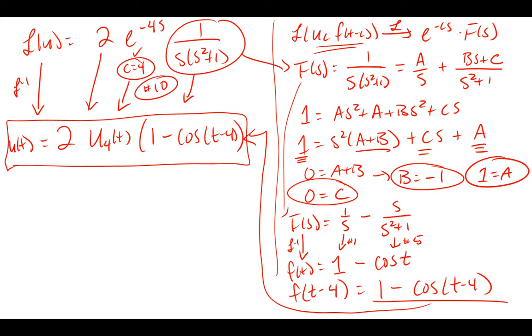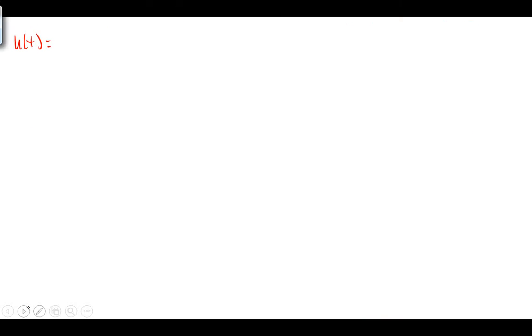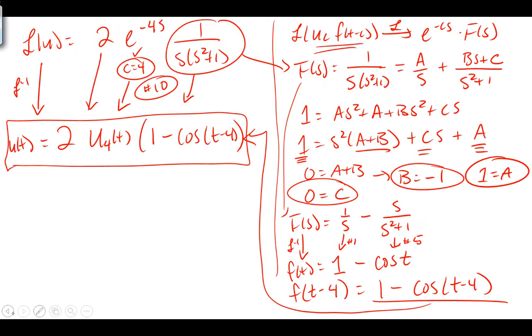Okay, now of course I'm going to pull this apart a little bit, so I'm just going to get a clean slide. So just keep going here. So our solution u, which of course is displacement as it always is, turned out to be this. So I got 2 u_4, and then 1 minus cosine of t minus 4.